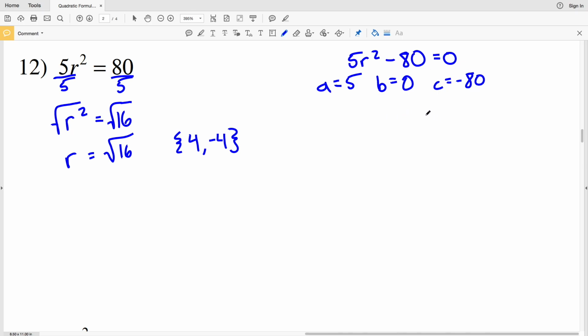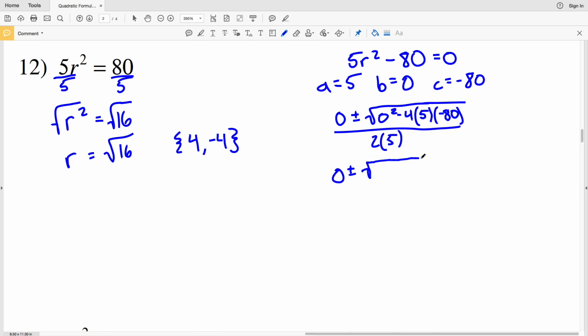So remembering my formula, the opposite of b, well, the opposite of 0 is 0, plus or minus the square root of b squared, 0 squared, minus 4 times a times c, divided by 2 times a, 2 times 5. So we'll have 0 plus or minus the square root of 4 times 5 times negative 80, but since that quantity is subtracted, it's going to be positive 1600 all over 2 times 5, which is 10. And the square root of 1600 is 40.